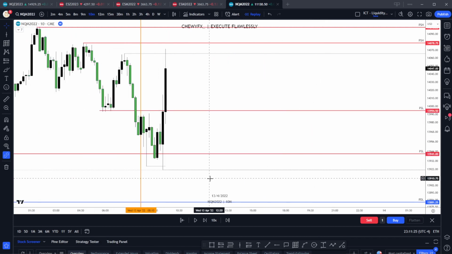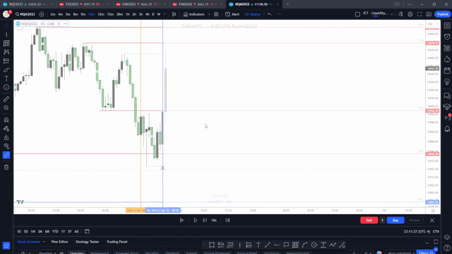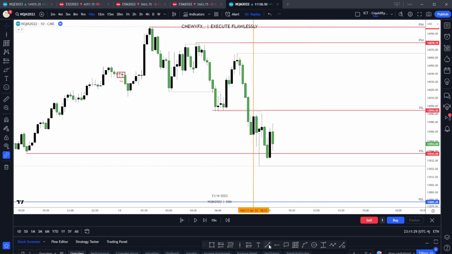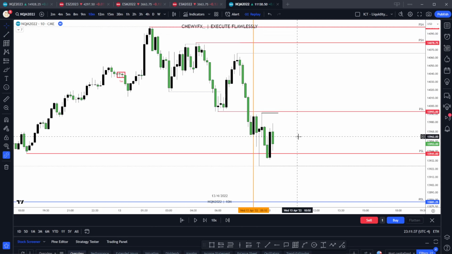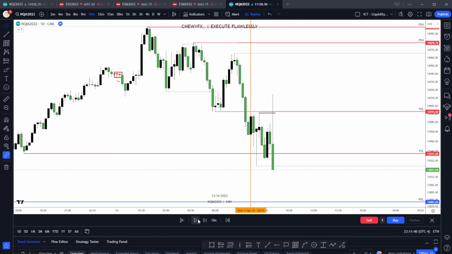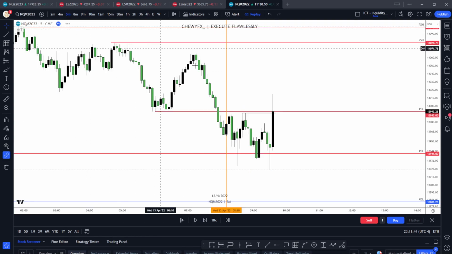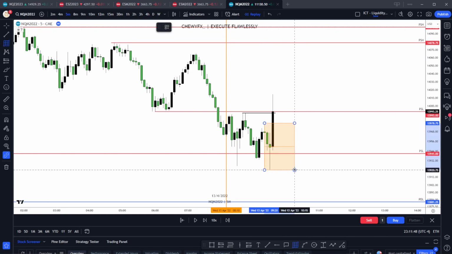NASDAQ, we know for a fact, moved way cleaner than ES did. We didn't even have an EM1 V2 happen. Instead, it just had a very clean fake out, which you can see occurred right there. If we go on the 5-minute, we can see it did have a clean break. And in terms of order block, this would be it.